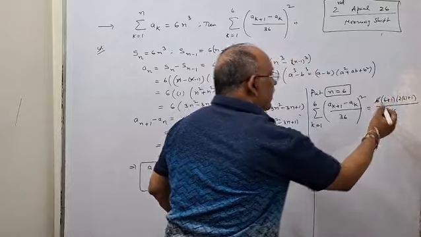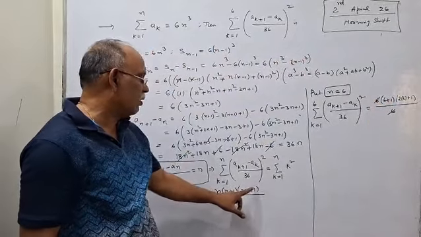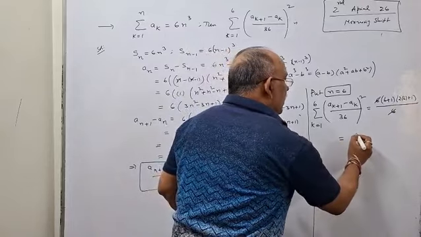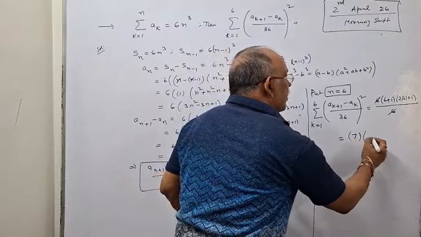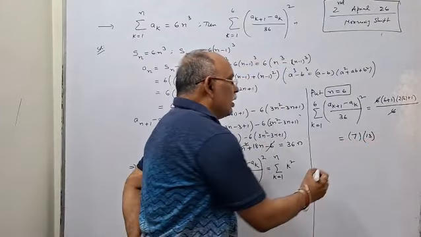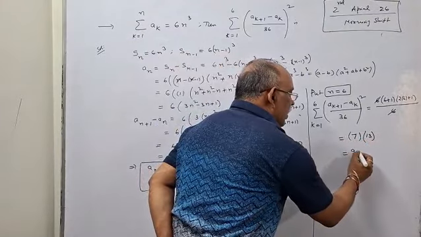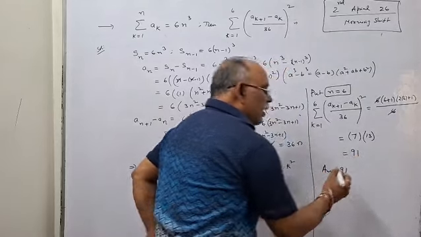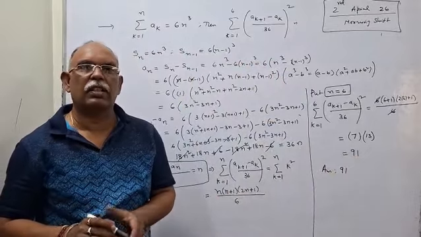6 and 6 are get cancelled. What you get it is 7 into 13. 7 into 13, what is its value? 70 plus 21, 91. Therefore, answer for this problem is 91. That is the answer for this problem.